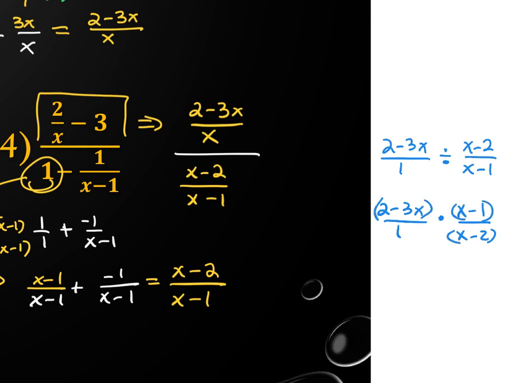Now I look for things to simplify. However, and I think I forgot something, this should be an x. Nothing simplifies. So now I'm just going to multiply straight across. So it's 2 minus 3x, x minus 1 over x times x minus 2. And we're done.